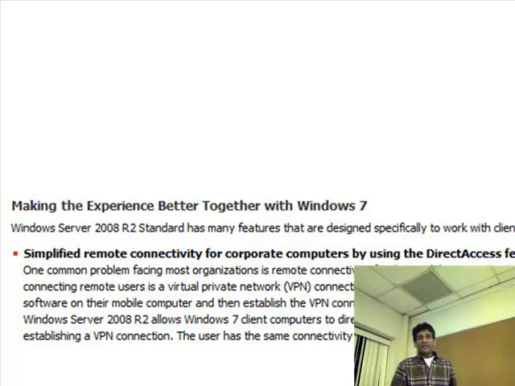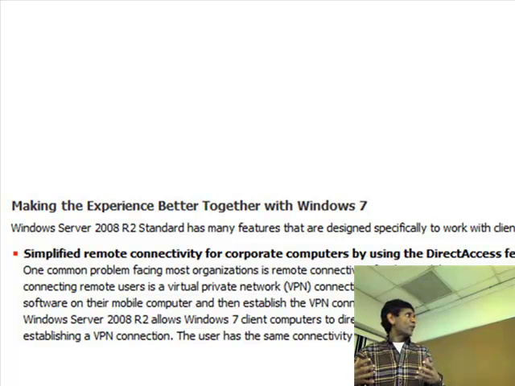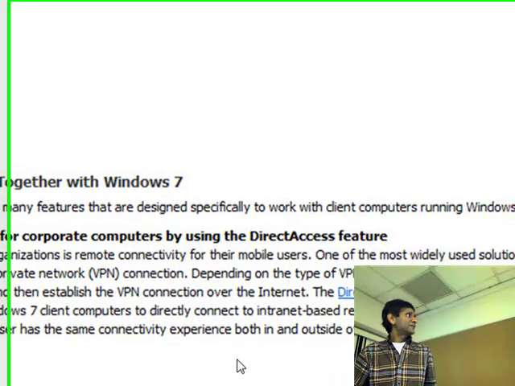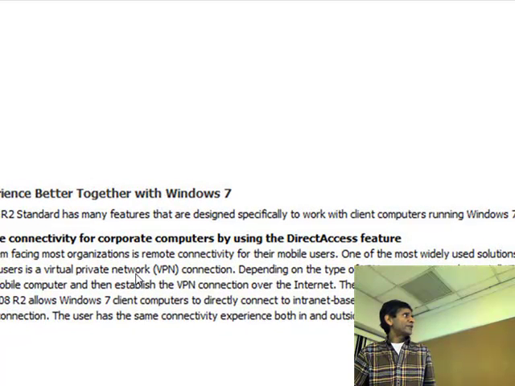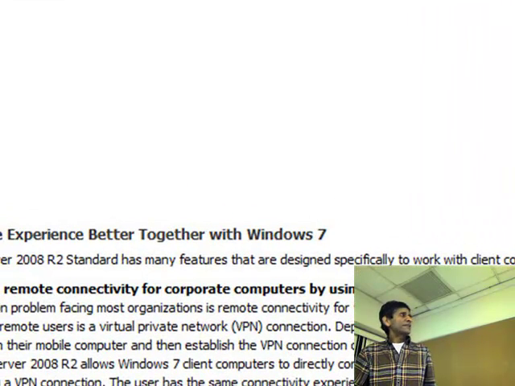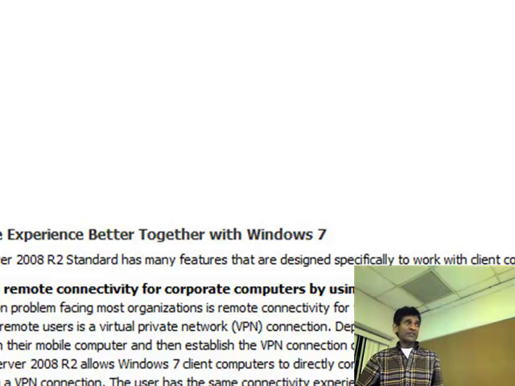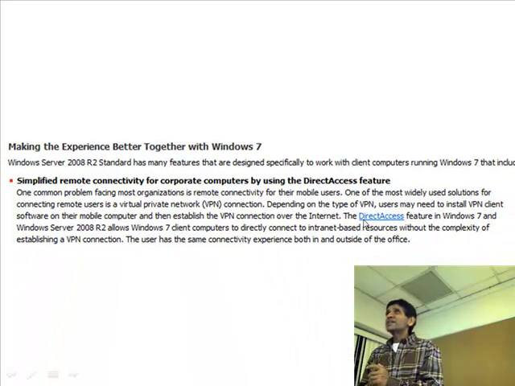Now something else, apparently Microsoft claims that it has done well. It is to make Windows 7 communicate with Windows 2008 easier. It says one of the most widely used solutions for connecting is virtual private network. Users may need to install a VPN client, and this is not needed. If you are using Windows 7 and connecting to Windows 2008, you don't have to go and meddle with VPN client installation. There is something called a DirectAccess connection. That is a secured VPN connection, which is automatically made. You understand? So that's one feature here.